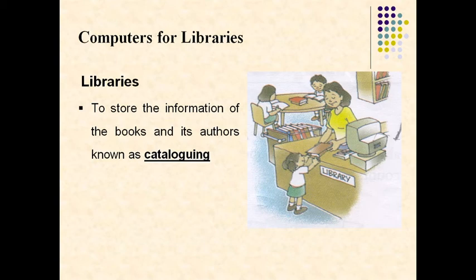Okay, what are computers used for in libraries? To store the information of the books and their authors, known as cataloging. Okay, computers are used in libraries to store the information of the books and their authors. The process of storing the information of books and their authors is called cataloging. Okay students, this is the word cataloging, meaning storing the information of books and their authors.